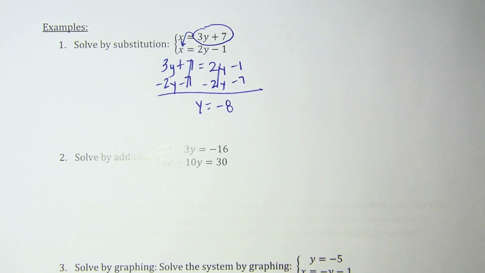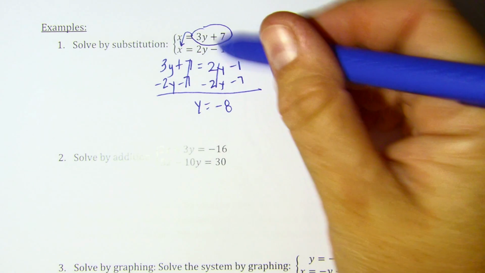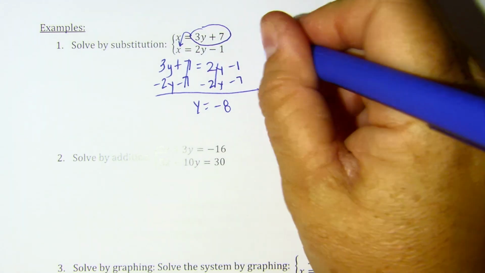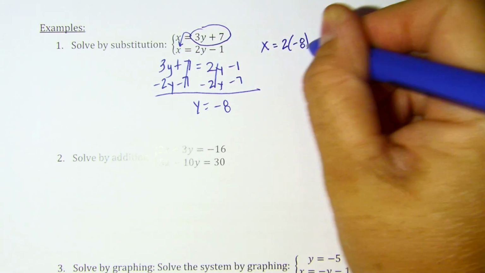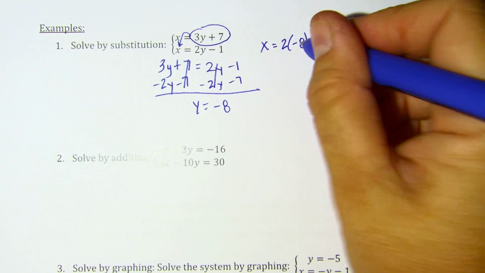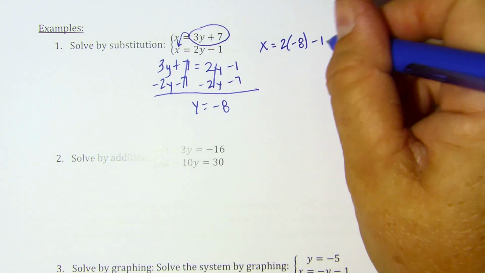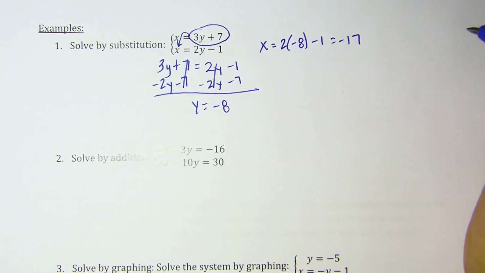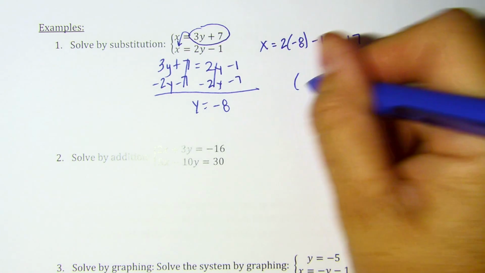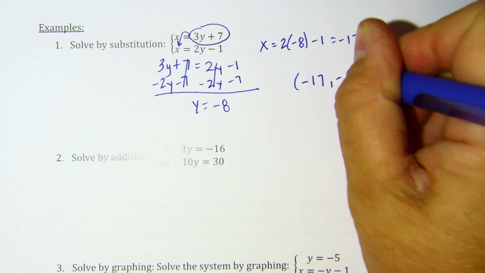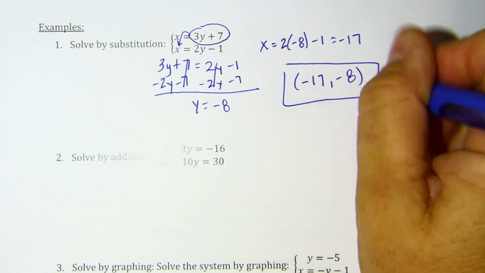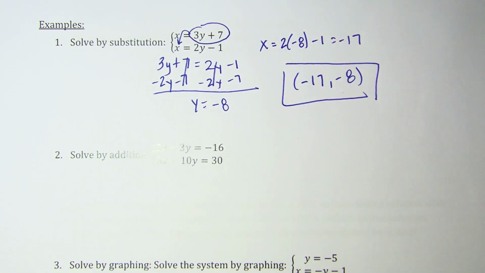Once I have my y value, I can go ahead and plug it back into either one of these equations to solve for x. I'm going to use the second equation. It doesn't matter which one you choose. And 2 times negative 8 is negative 16, minus 1 is negative 17. So my answer we're going to write as a coordinate because this is two equations that if we graphed it, we would see the point where they intersect is at negative 17, negative 8.